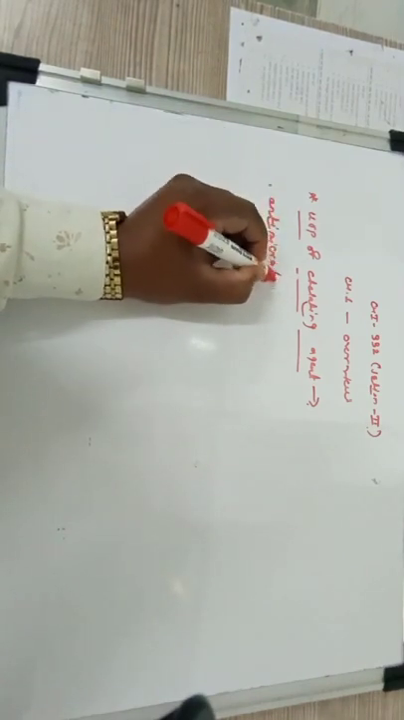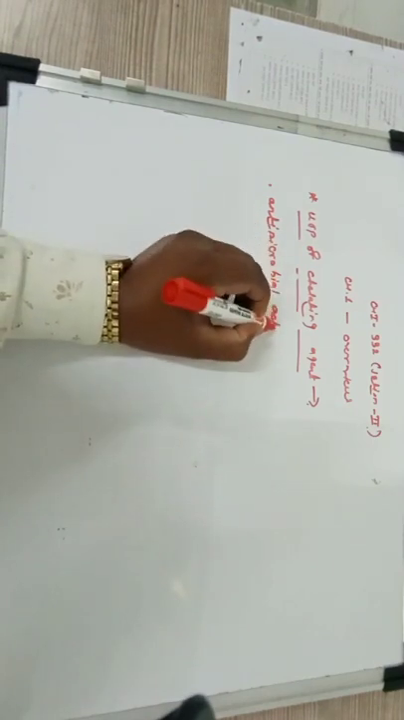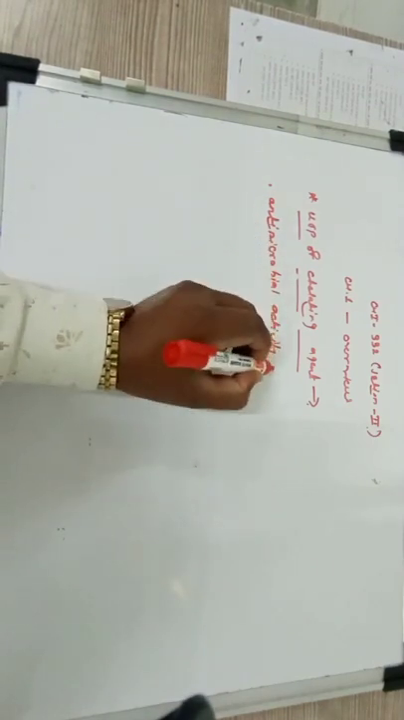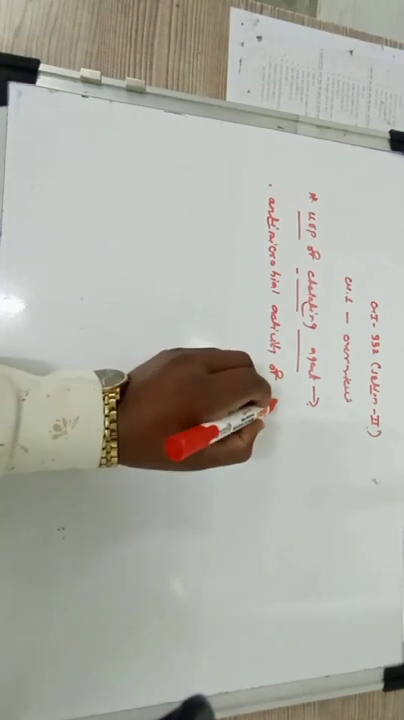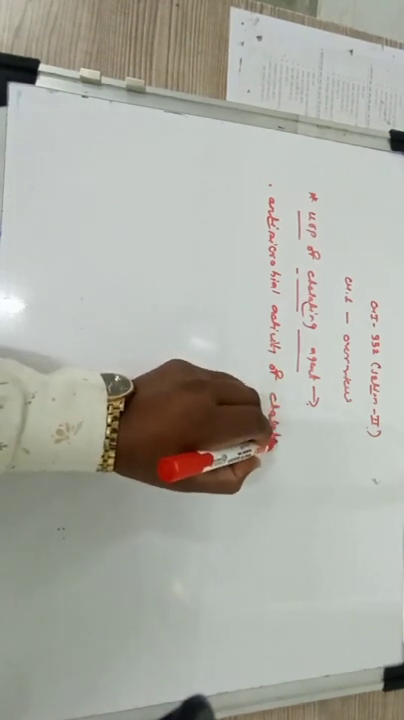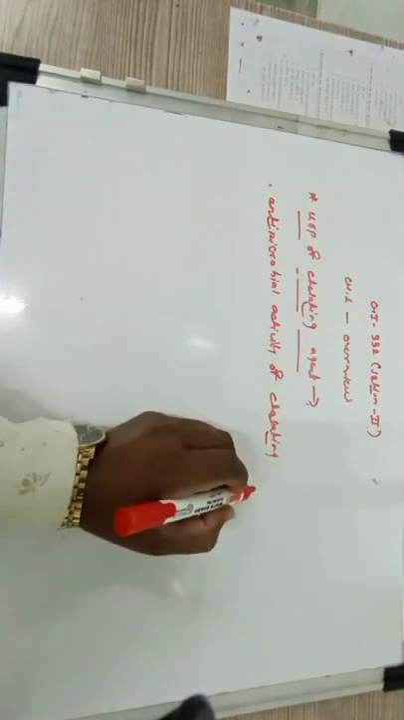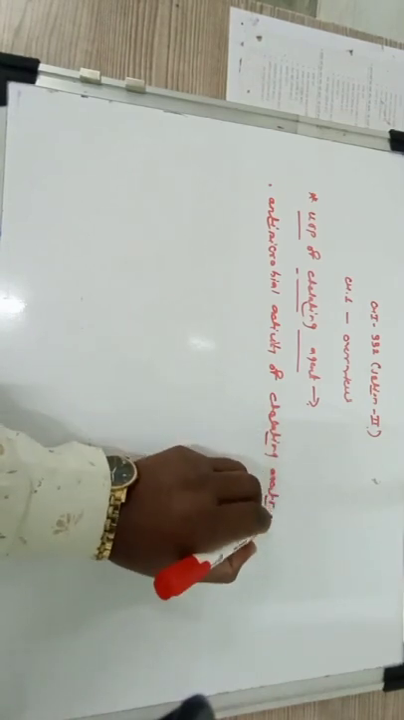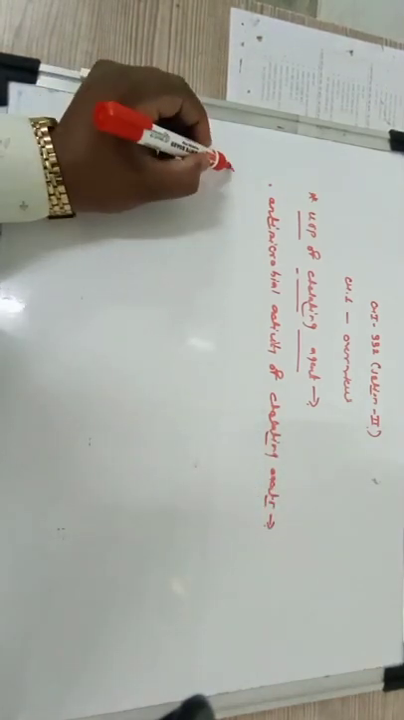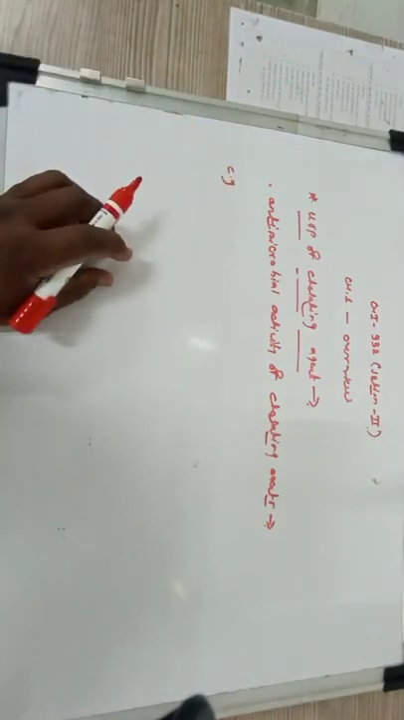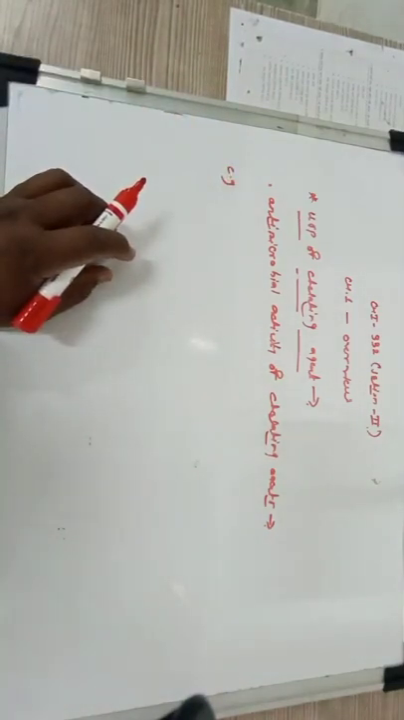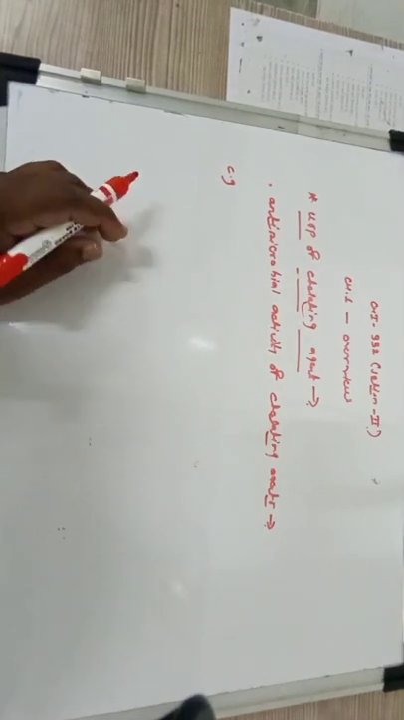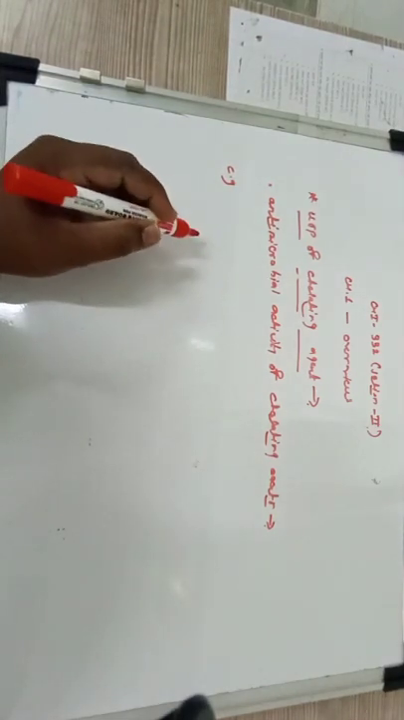Antimicrobial activity of chelating agent. So which chelating agents have antimicrobial activity? If you consider the example of antimicrobial activity of chelating agents, there are different examples. First one is tetracycline.